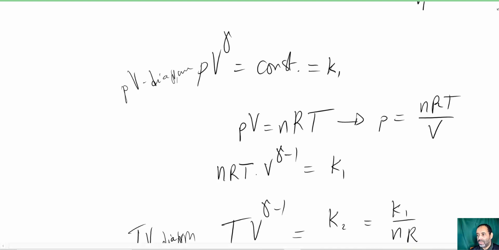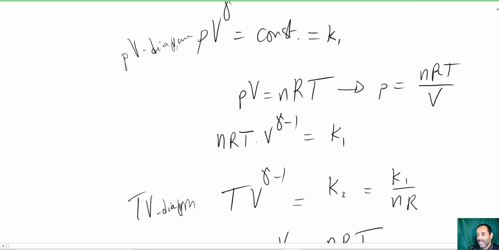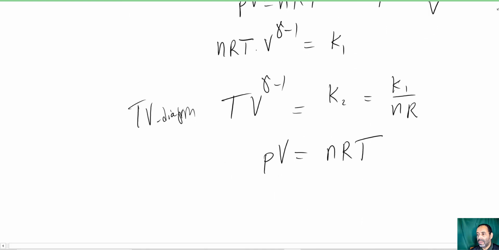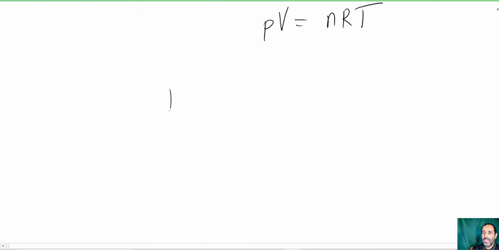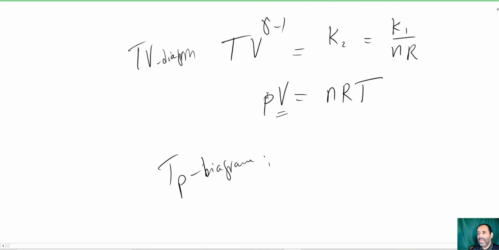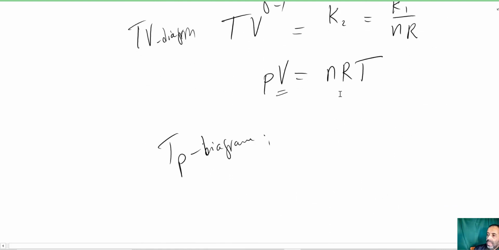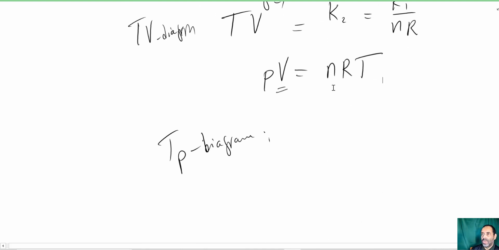So the question that I hope is not hard for you to do: in a TP diagram, how would this look? Basically use this expression to get rid of V. V equals nRT over P, sub it in this expression, and now you will have an expression that has P and T in it, with a new constant. And that's basically the second question of the day.